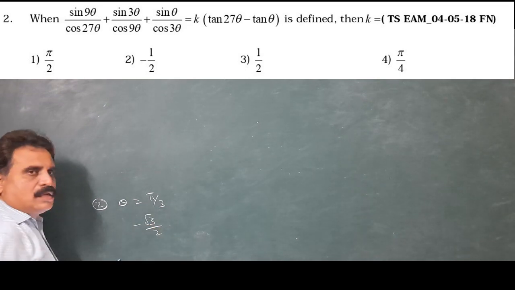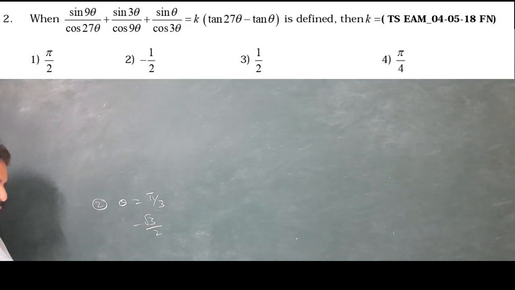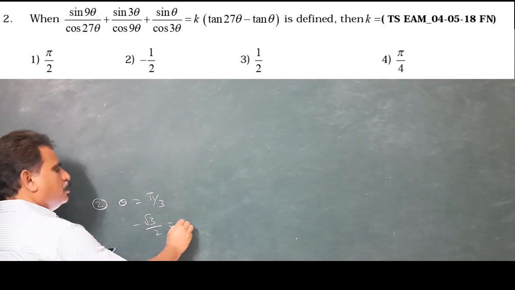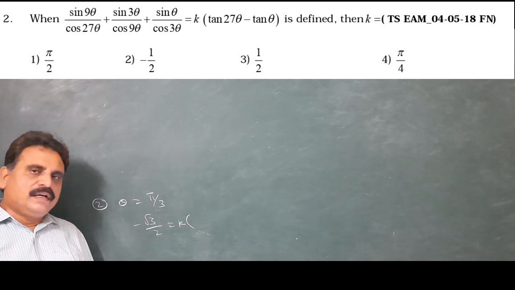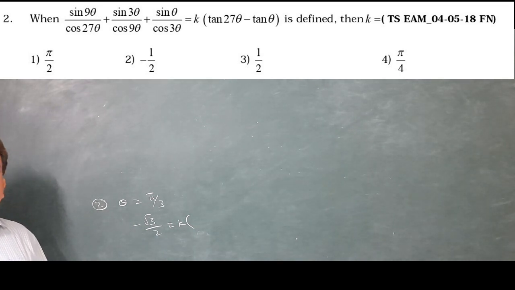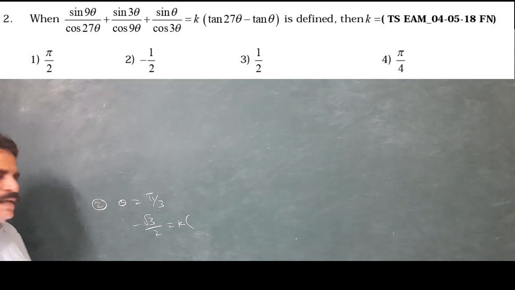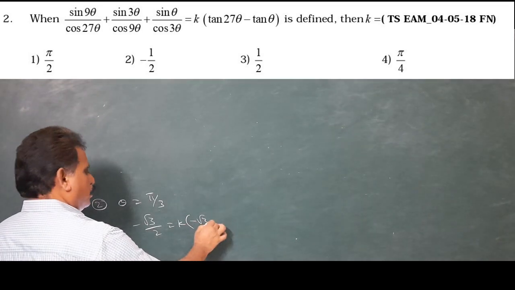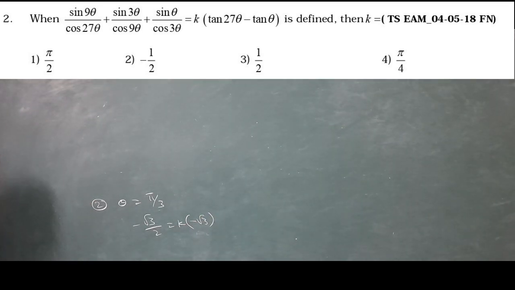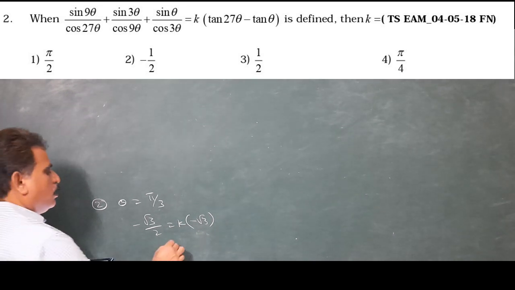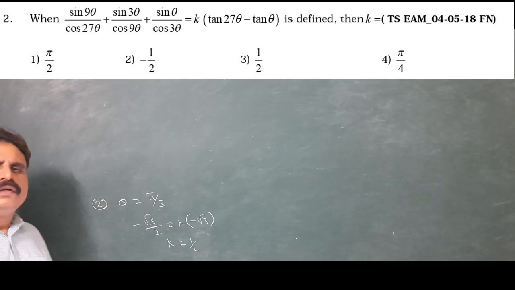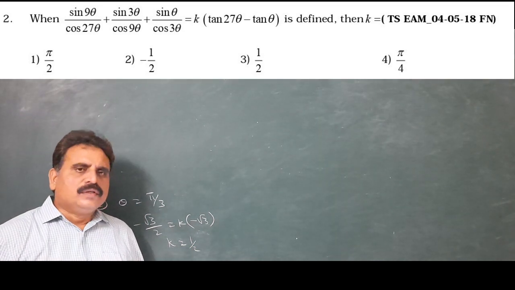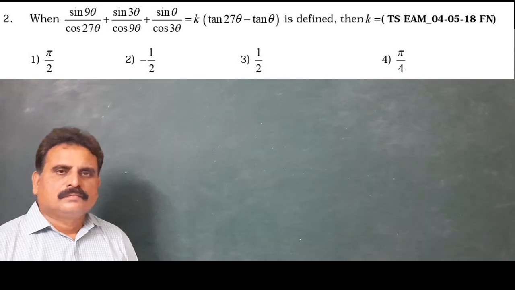The sum of the 3 fractions becomes minus root 3 by 2, equal to k into (tan n pi, which is 0, minus tan pi by 3). Tan pi by 3 is root 3, and with the minus, minus root 3. So here the k value is 1 by 2. Therefore k equals 1 by 2. By proper substitution, we directly get the k value. K equals 1 by 2, that is option 3.